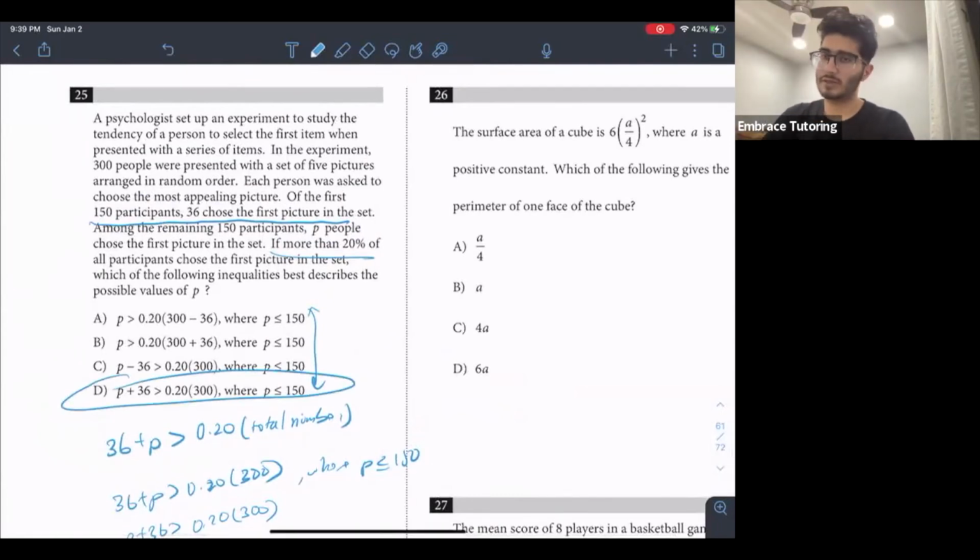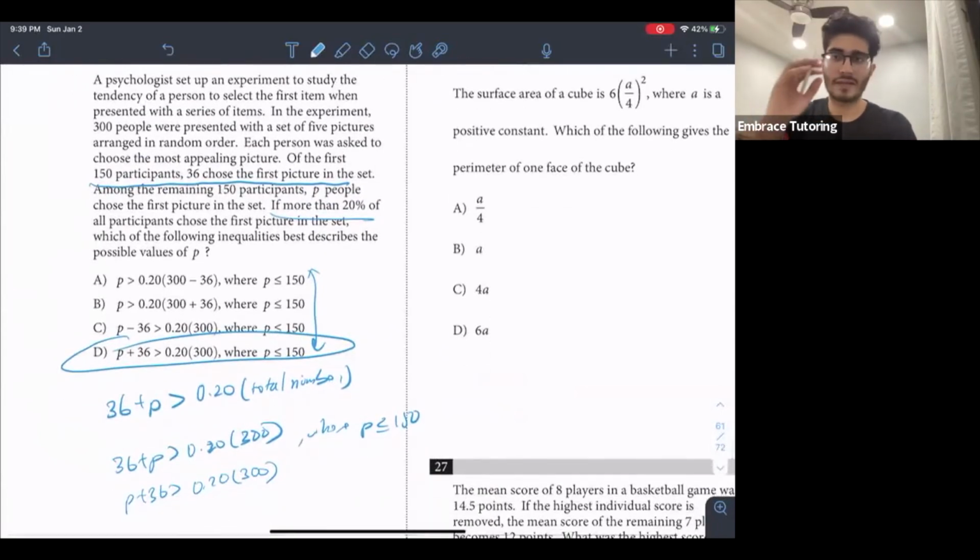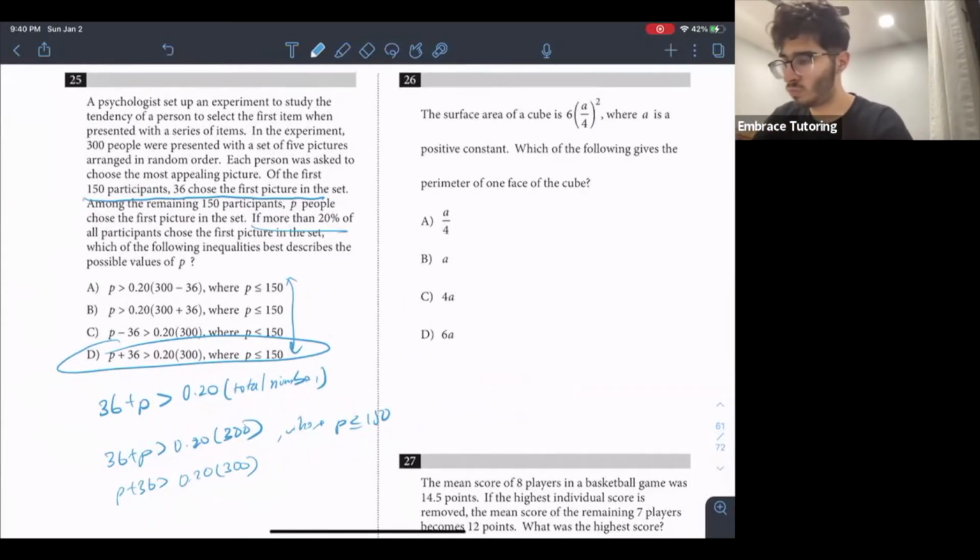So basically, the best way to solve these types of problems would be to make sure that you're reading properly and make sure that you're writing down the inequality or equation in the right way that they're describing it, so then it matches up with what they're giving you as the choices.